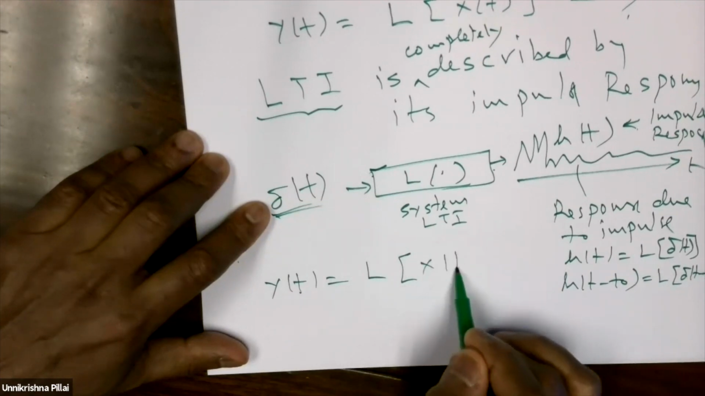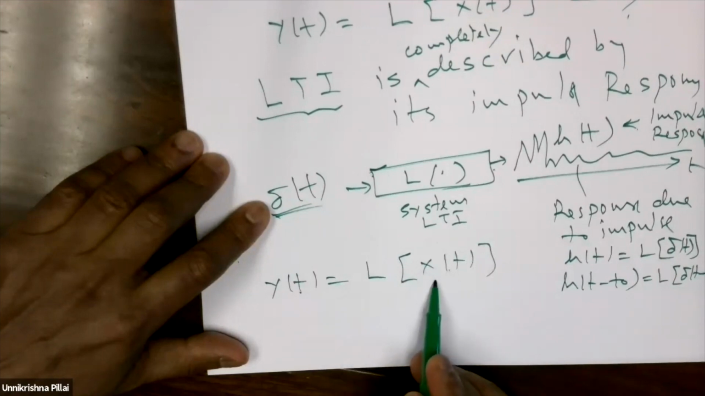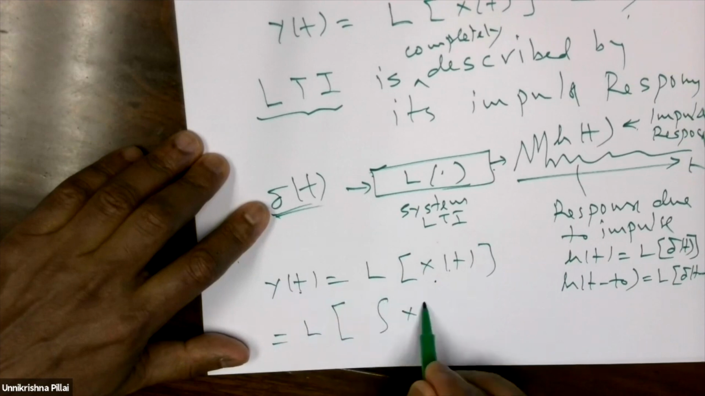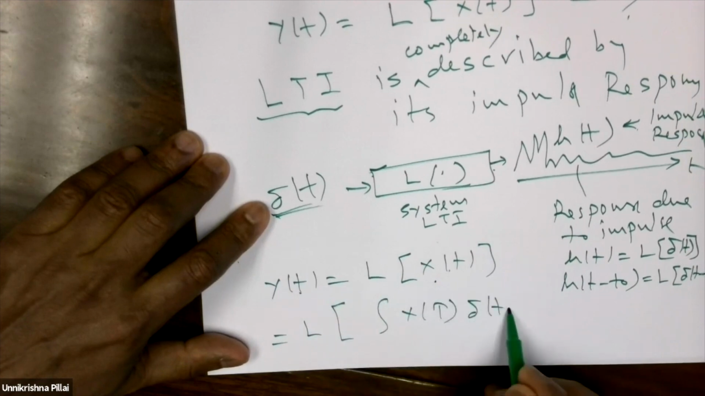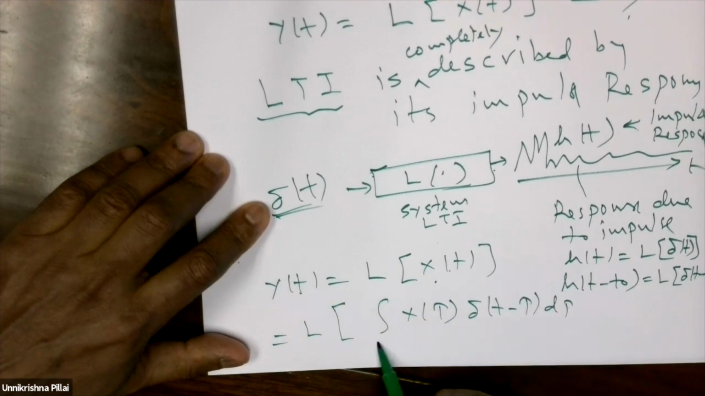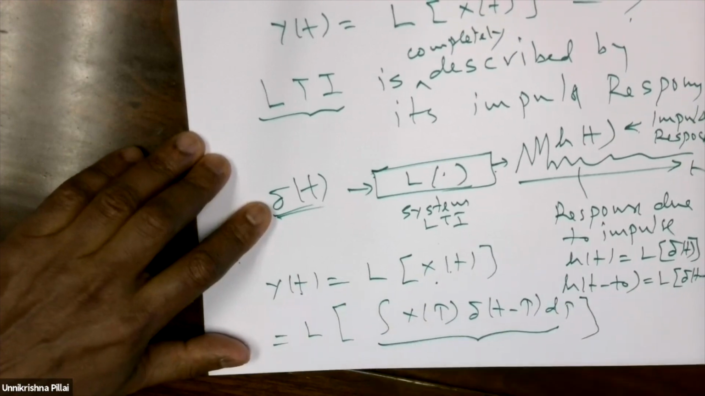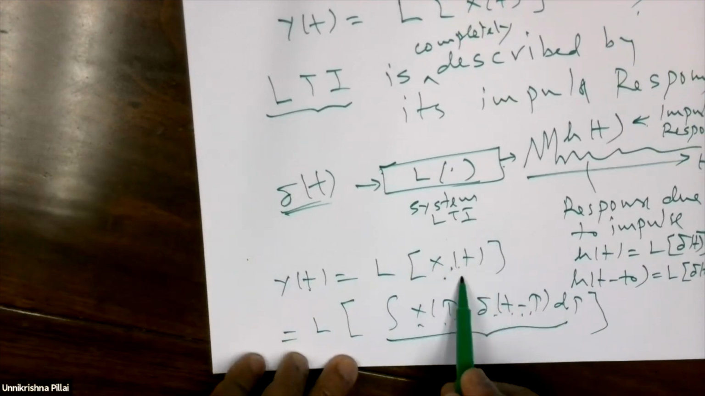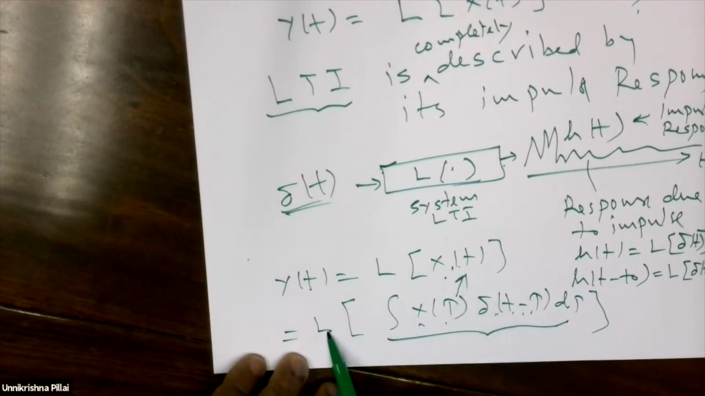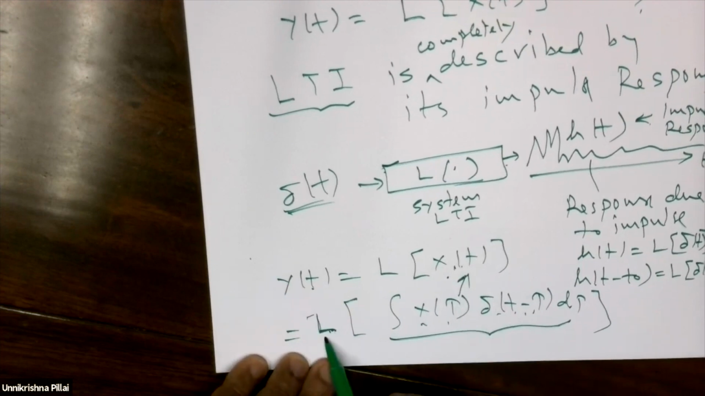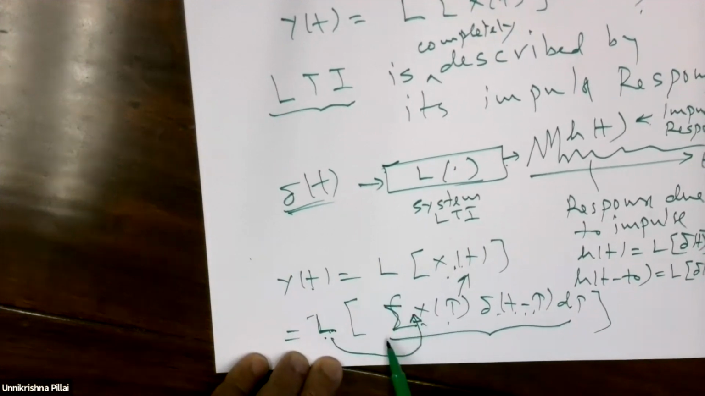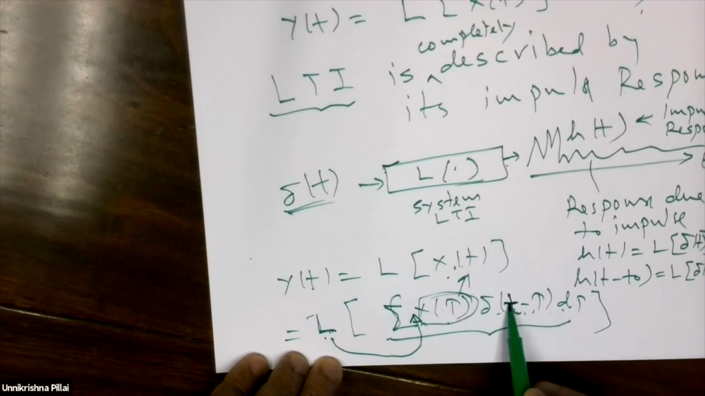But let's look at the response due to some arbitrary function x of t. So x of t, I can write in this manner. This is just the definition of the impulse function, right? An impulse evaluated at tau equal to t gives me x of t. And now remember, L is linear, so this is like a summation. The linearity goes inside here, and this is a constant. Remember, the time t is only here.